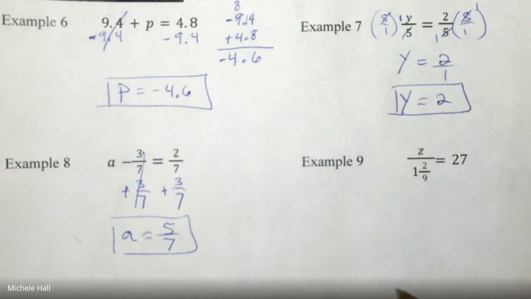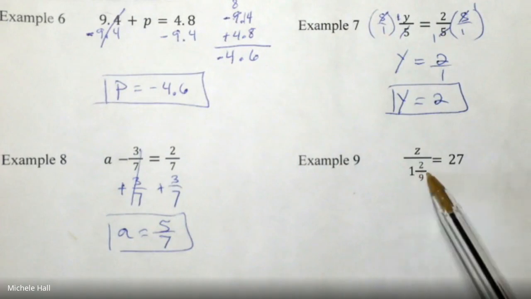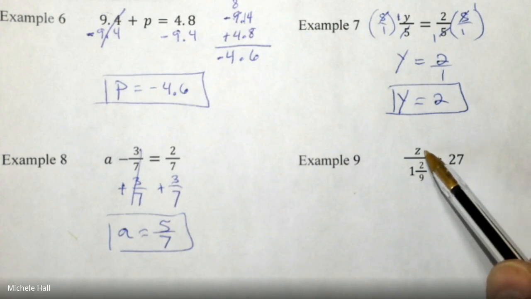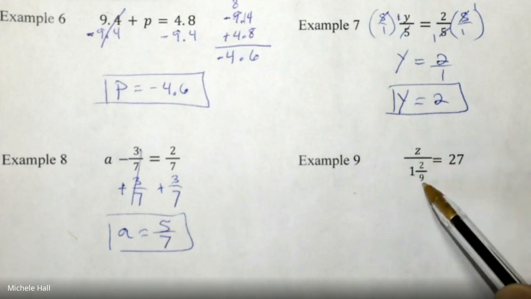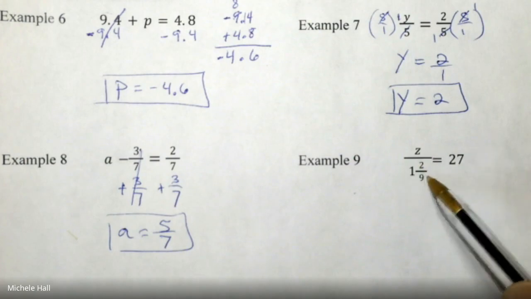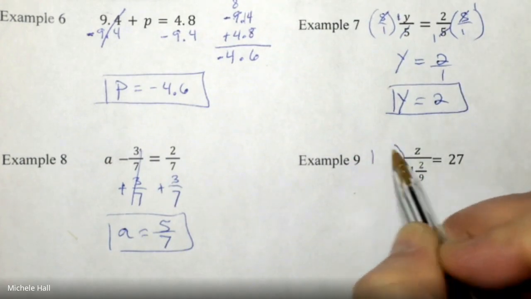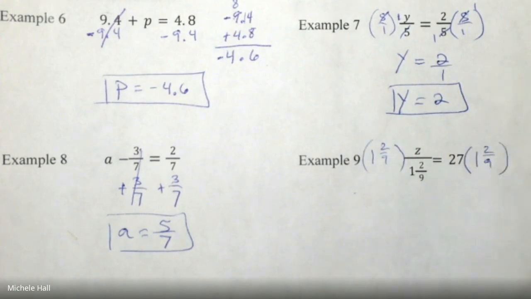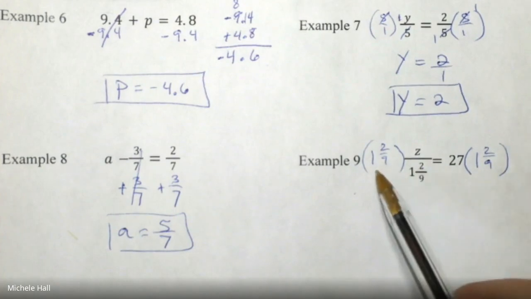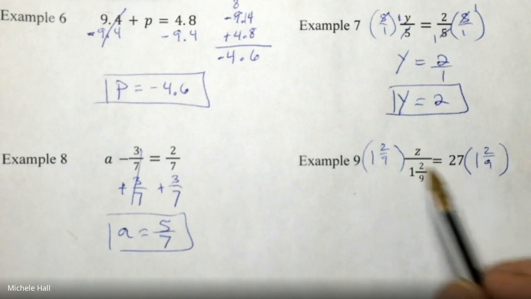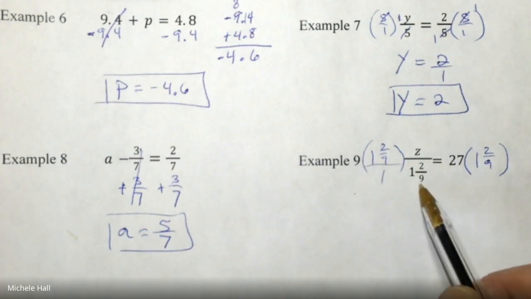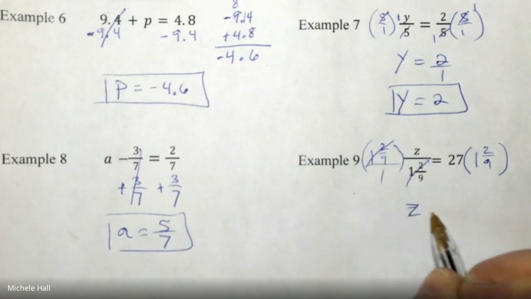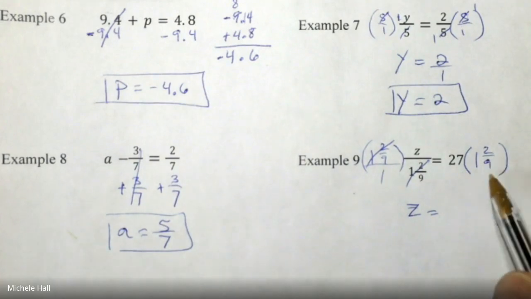On example 9, we have a complex fraction. We have a fraction that's within a fraction. Here's my variable z, and I need to ask myself, what is being done to z? z is being divided by a fraction. The opposite of dividing by a fraction would be to multiply by that fraction. Whatever I do to one side of the equation, I need to do the same thing to the other side. Here, a fraction of 1 2/9 in the numerator, I can put that over 1, and a fraction of 1 2/9 in the denominator, those are going to cancel, leaving z equals 27 times 1 2/9.